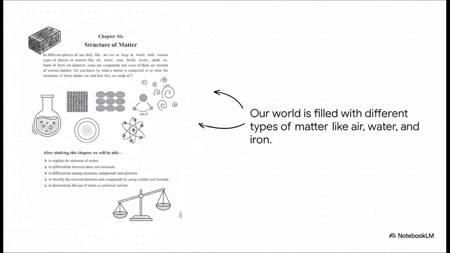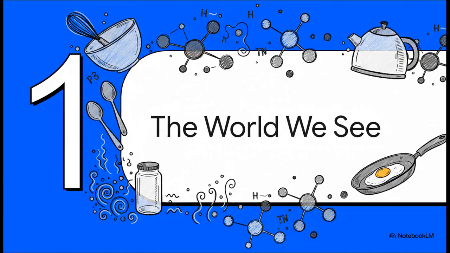So, scientists have a really simple word for all of this: stuff. They call it matter. And matter is just anything that has mass and takes up space. Super simple. That means solid things like iron, liquids like water, and yeah, even invisible gases like air. It's all matter. It's the physical substance of our universe. So, first up, the world we see.